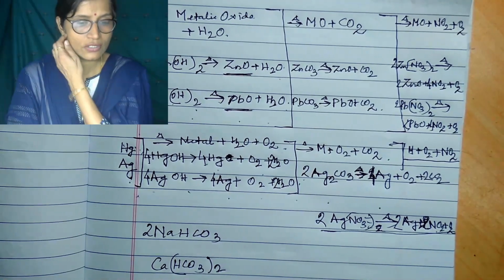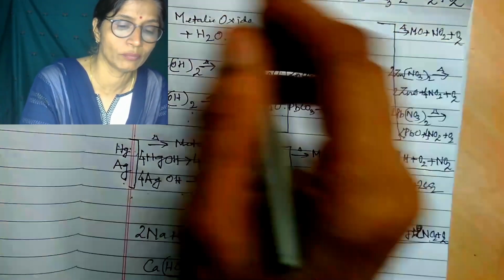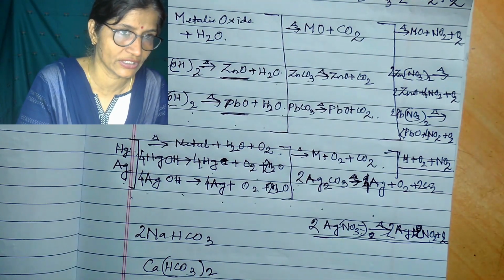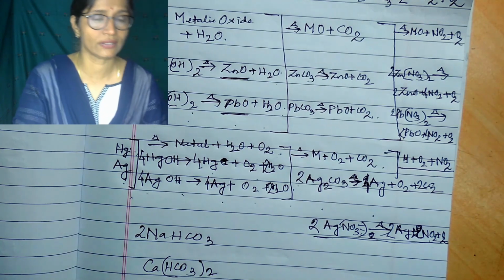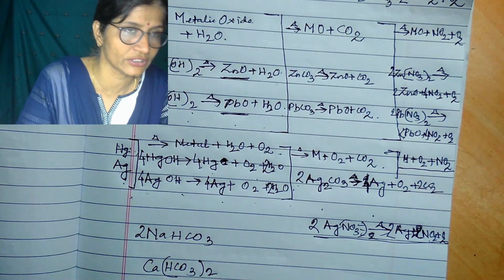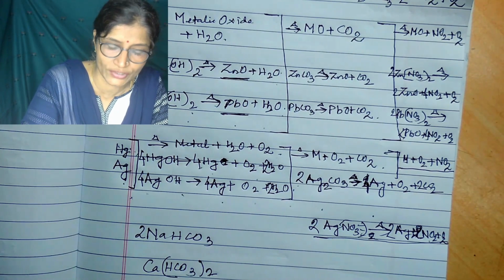So this is all about how hydroxides, carbonates, and nitrates of the metals decompose on heating. These are all thermal decomposition reactions, because the decomposition takes place in the presence of heat, and they are irreversible reactions. So we call them thermal decomposition reactions.